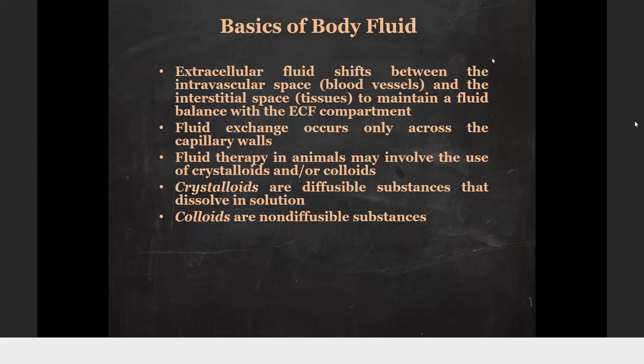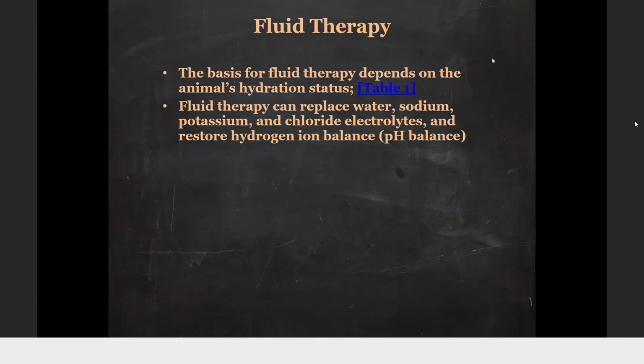Extracellular fluid is between the intravascular space, the blood vessels, and the interstitial space. Tissue maintains fluid balance with the extracellular fluid compartment. Fluid exchange occurs only across the capillary walls. Fluid therapy in animals may involve the use of crystalloids and colloids. Crystalloids are diffusible substances that dissolve in solutions, while colloids are non-diffusible substances. I will explain later what crystalloids and colloids are, with examples. The basis for fluid therapy depends on the animal's hydration status.